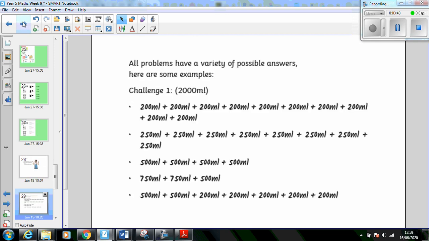Here are some answers that you might have got. You could have given yours as a multiplication rather than a repeated addition for some of these. So for example, this third one down could be 500 millilitres times 4. If there are any that you've got that aren't listed here, feel free to check them in a calculator so that you can see if you're correct. Do your calculations equal 2000 millilitres?